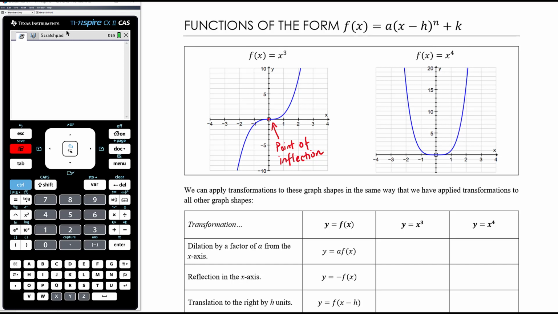So again, we could think through some points. When x equals 0, 0 to the power of 4 is 0. When x equals 1, 1 to the power of 4 is 1.